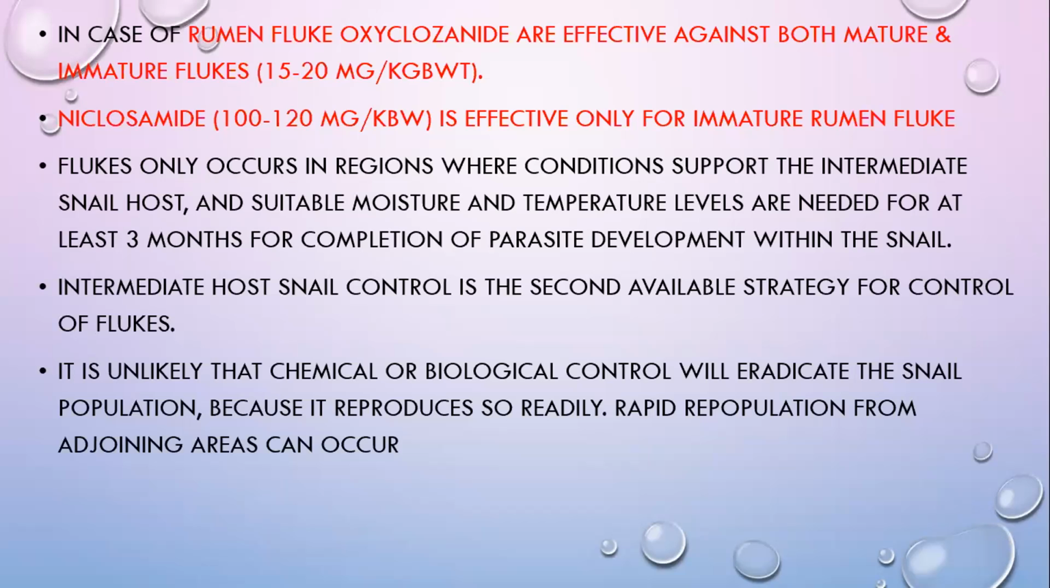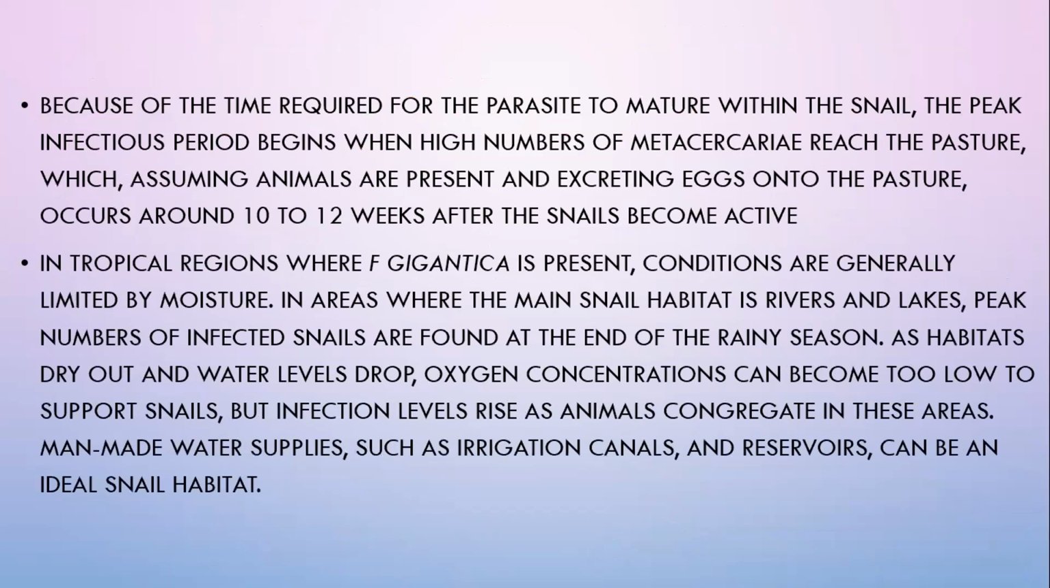So this is about treatment, but if we come to control, as we know from the life cycle of the fluke, since the snail is the intermediate host, controlling the snail population is also a very effective way to control the infection or the chain of infection. So intermediate host control is important. And since the snail multiplies so rapidly, it is not possible to totally eliminate the snail population, but still there are some ways in which the population can be reduced, or contact with the snail population can be avoided.